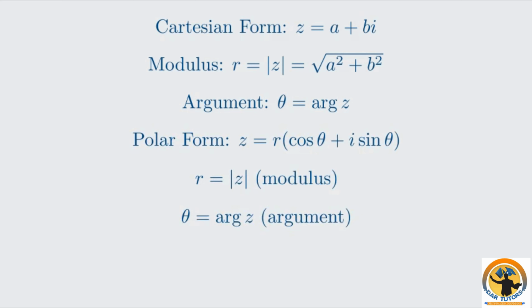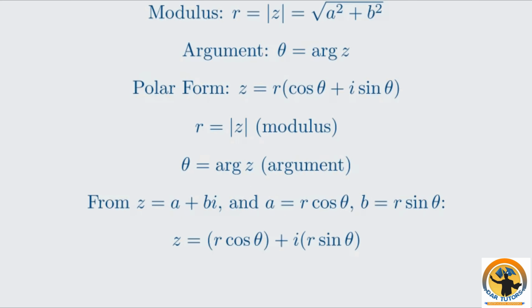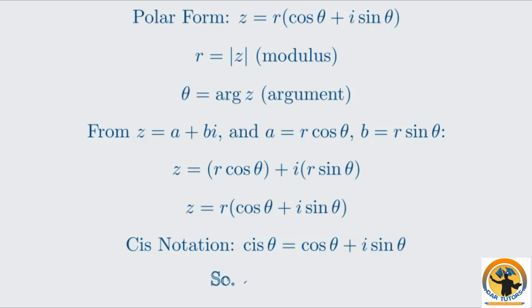From trigonometry in a right-angled triangle, we know that a, the adjacent side, is r times cosine of theta, and b, the opposite side, is r times sine of theta. By substituting these back into the Cartesian form, we get z = r cos theta + i r sin theta. Factoring out r gives us r (cos theta + i sin theta). This is the polar form. For simplicity, we use the shorthand cis theta, which stands for cosine plus i sine. So, the polar form is often written as z = r cis theta.